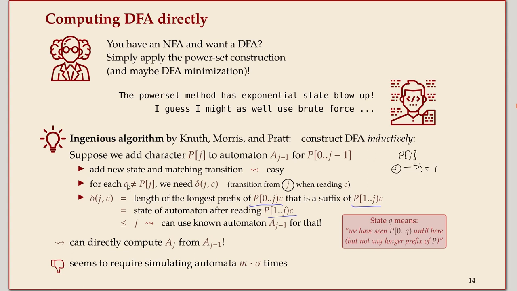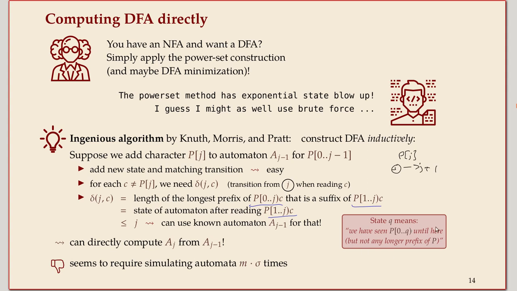But then whenever we have a character that's not the next character in the pattern, we have to find the transition where that character should bring us. In the automata language, that's called delta_j of c. That's the transition function. I'm in state j, and I read a c. Where should I go next? What's the new state?